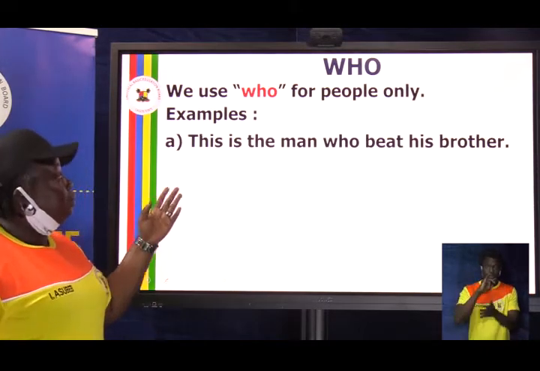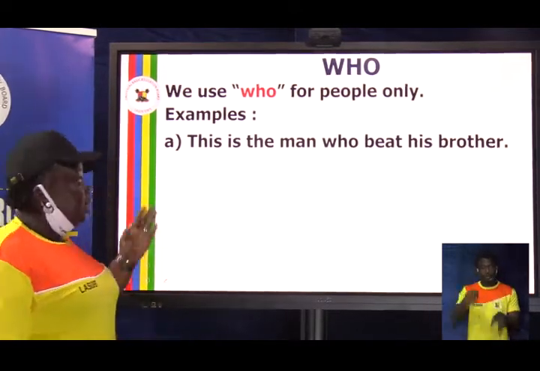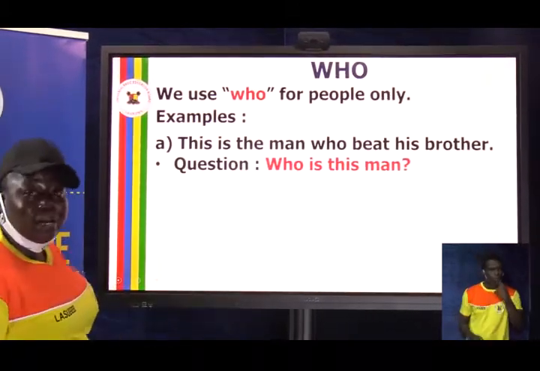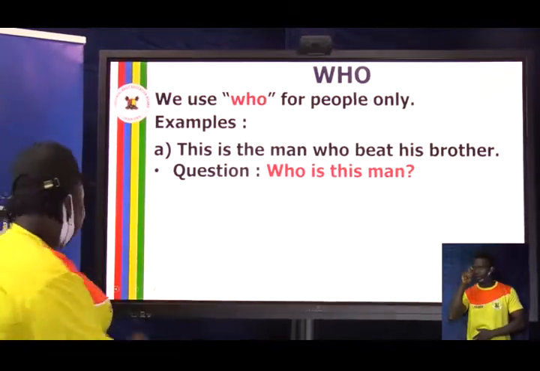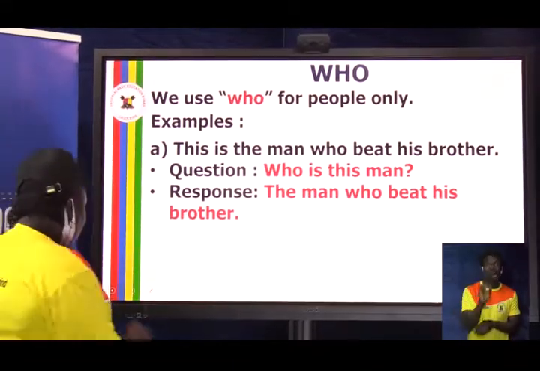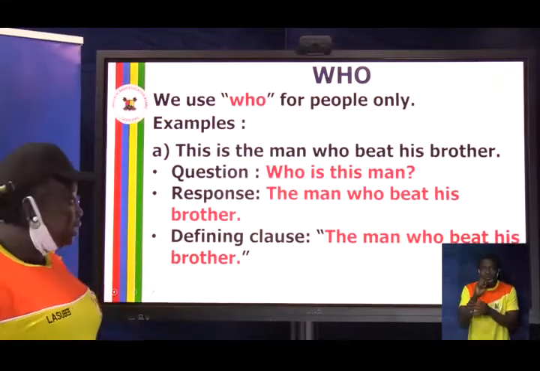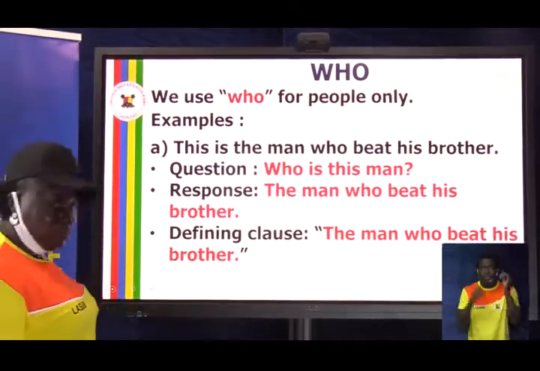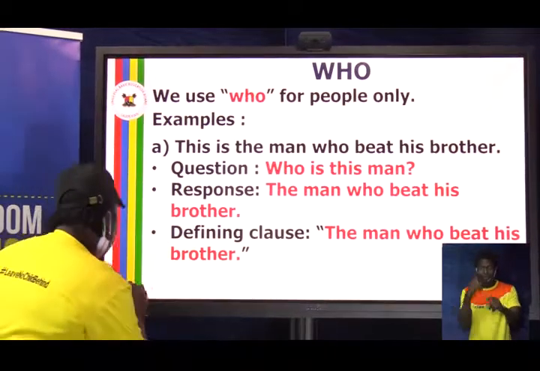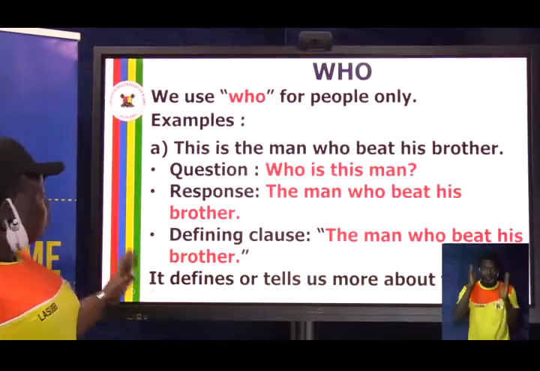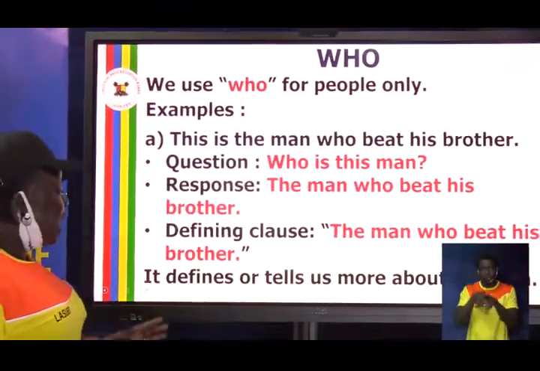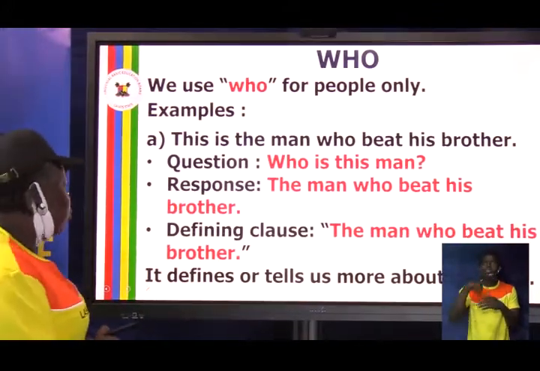Example, this is the man who beat his brother. The question is, who is this man? Then the response will be the man who beat his brother. So, what is the defining clause in the sentence? The man who beat his brother. I can see the smiles on your face. That means you're following the lesson. I appreciate your attention. The clause, the man who beat his brother, defines or tells us more about the man.